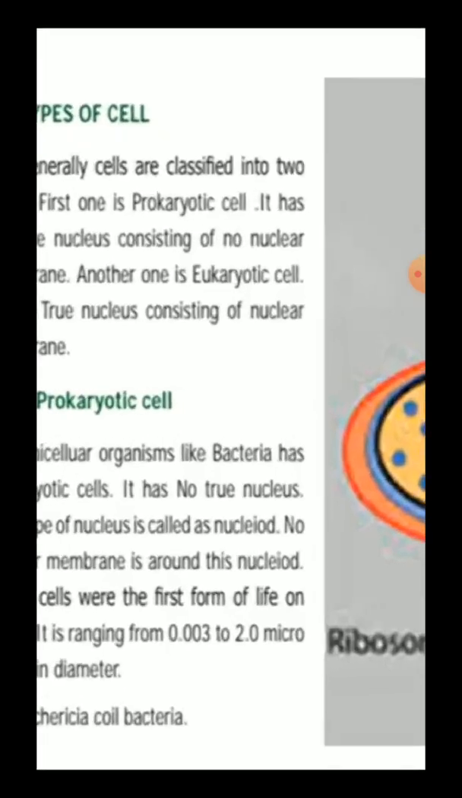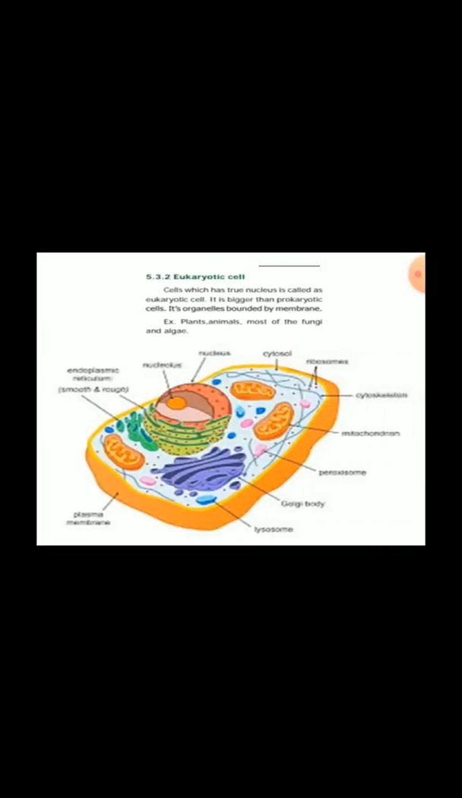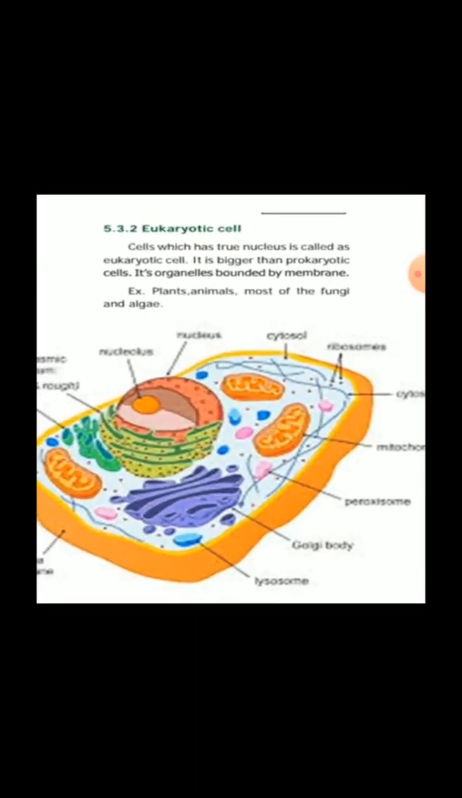Okay, next one, eukaryotic cell. See, this is the eukaryotic cell. The cell which has a true nucleus is called a eukaryotic cell. It is bigger than prokaryotic cells. Its organelles are bounded by membranes. It is larger than prokaryotic cells.